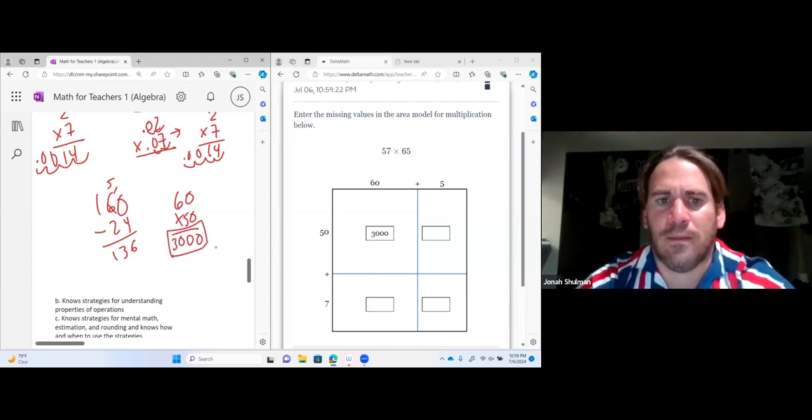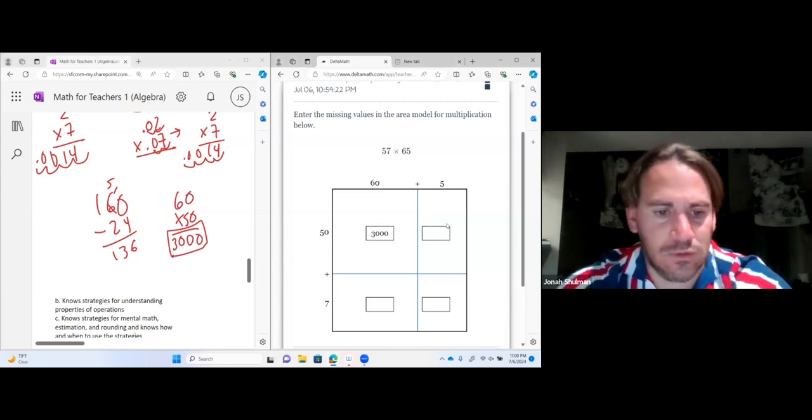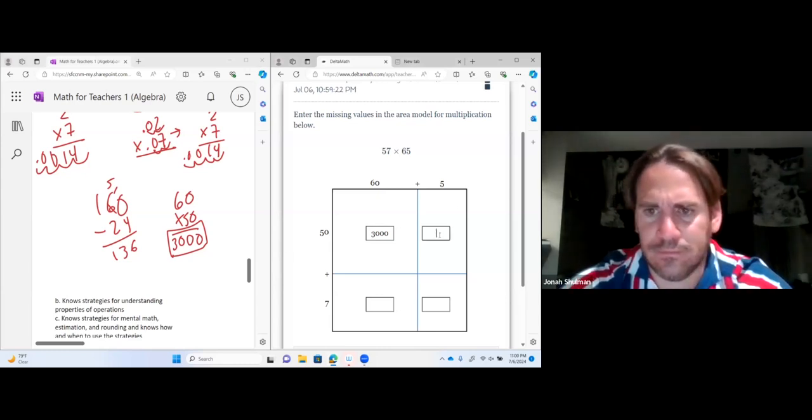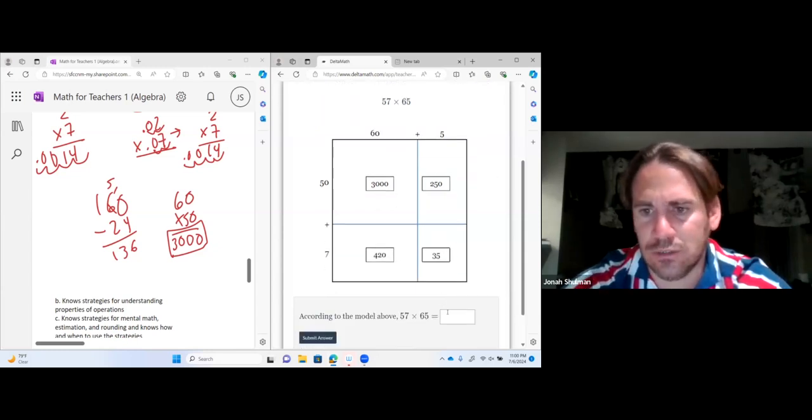Boom. I just multiply the top and then the zeros. So what's 50 times 5? 250. 5 times 5 is 25, add the 0. 7 times 6 is 42, add the 0. 7 times 5 is 35. We did the chart. All right, according to the model above, and then we got to add them all.